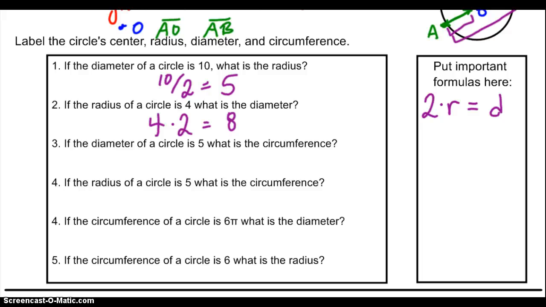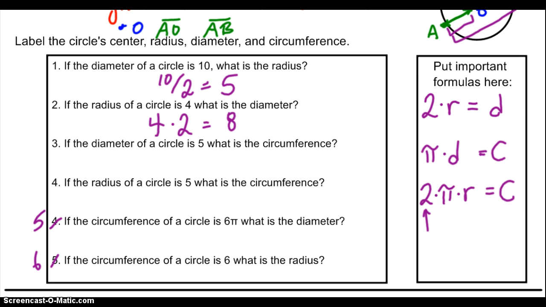Well, here's how. The circumference is defined as the diameter of a circle times pi, which is 3.14. Alternately, we could say that the circumference is 2 times pi times the radius. That makes sense because the radius is half the size of the diameter, so we need 2 radii to make the circumference. So let's look at 3, 4, and 5. Here we go.